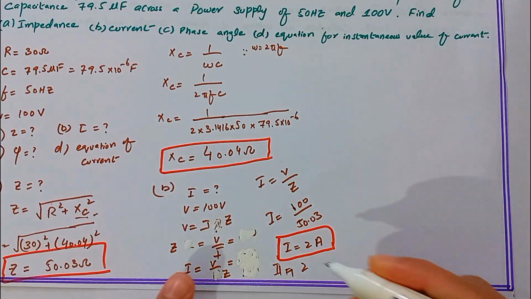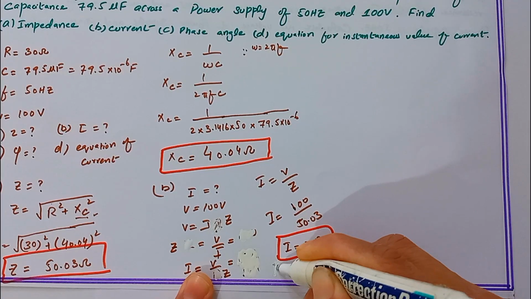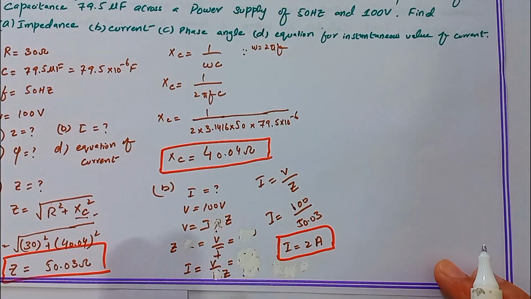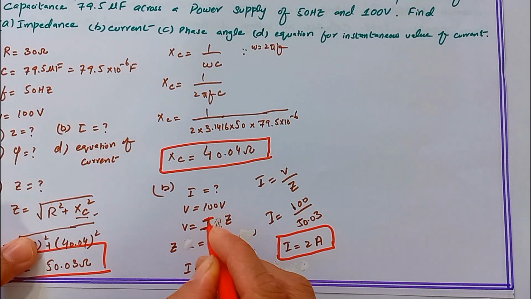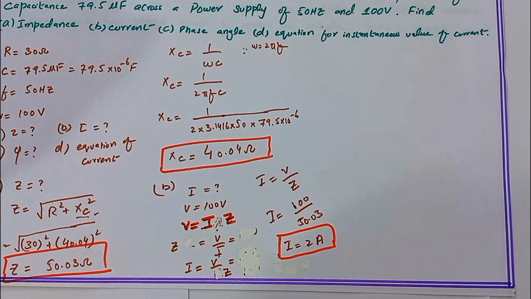Now you can easily understand how we find the current by using the formula of Ohm's law. In the case of the resistors, we use the combined resistance that is denoted by Z. We find the current I and the impedance Z. We use this formula: V is equal to IZ.